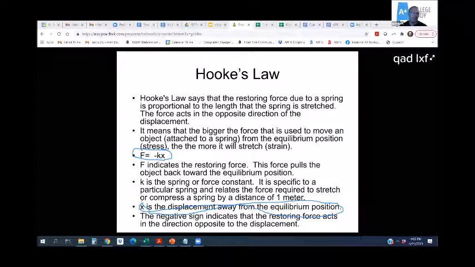Notice the negative sign in Hooke's law. That negative sign tells us that the force is always in the opposite direction of the displacement of the object. That's why that negative is always there. The force is always in the opposite direction of the displacement.